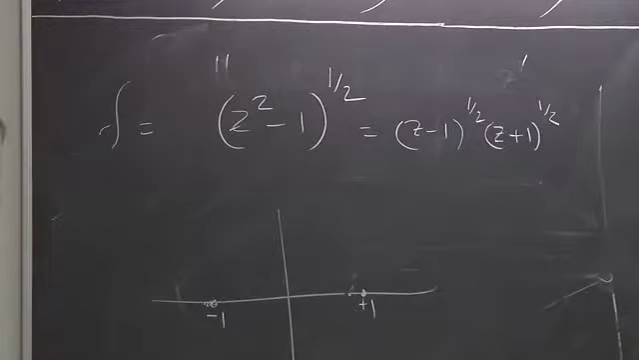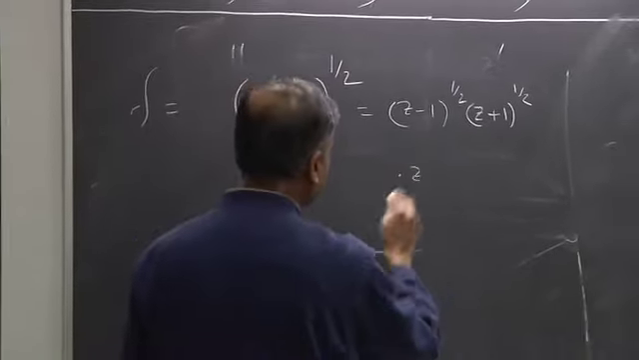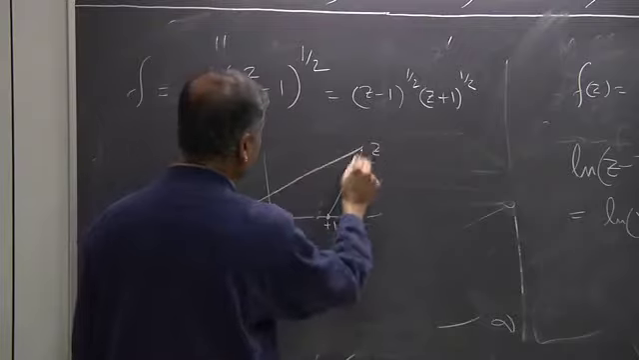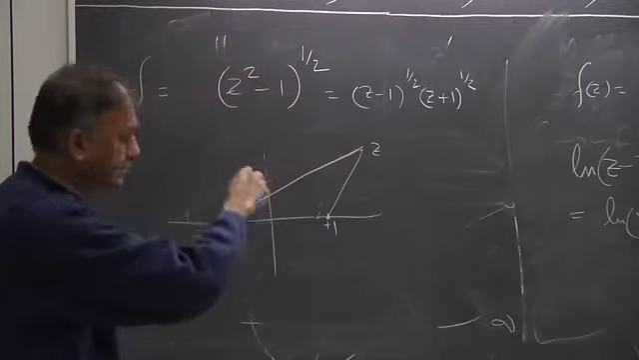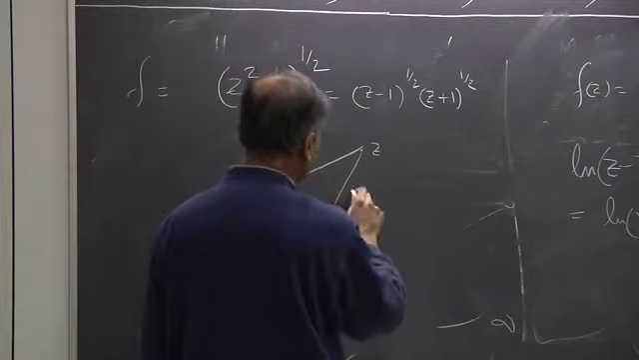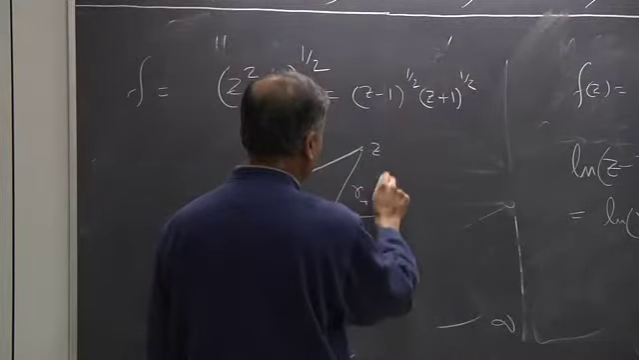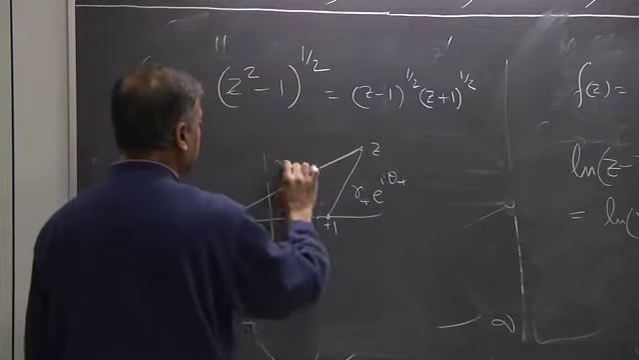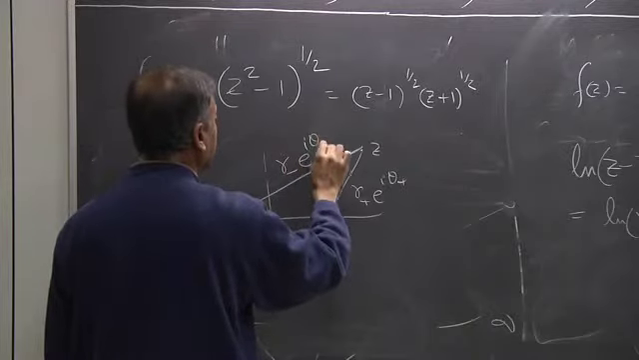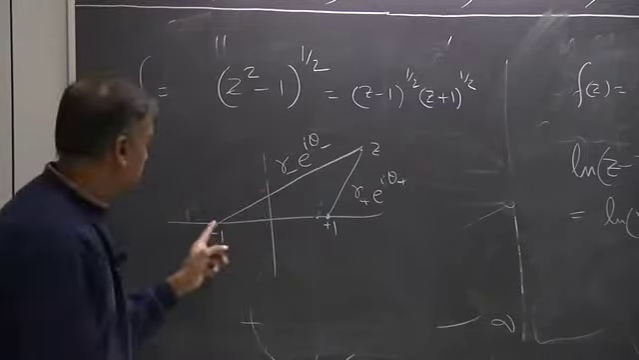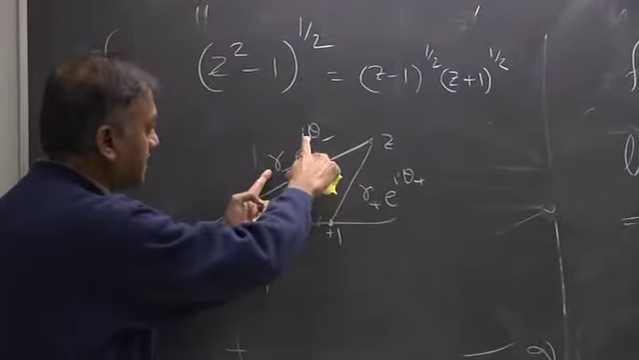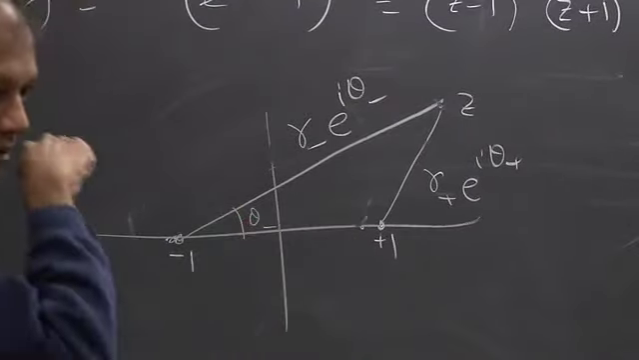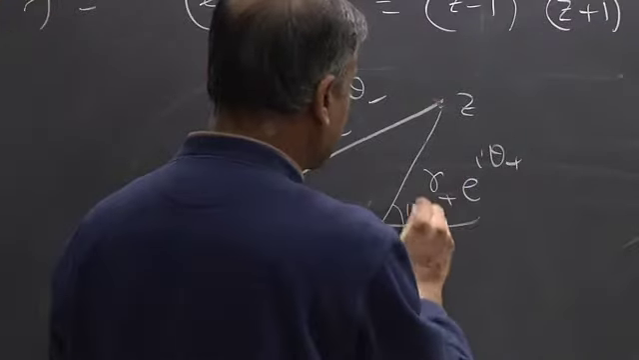And the easiest way to see it is the following. Suppose z is some point here. Let's draw these two lines here, joining from +1 to z and -1 to z. Let's use polar coordinates for this one. So let's call it r plus e to the i theta plus, and this one is r minus times e to the i theta minus. Given this point, of course you can determine what is r minus. This r minus is the length, and theta minus is this angle. Here r plus is this length and theta plus is this angle.